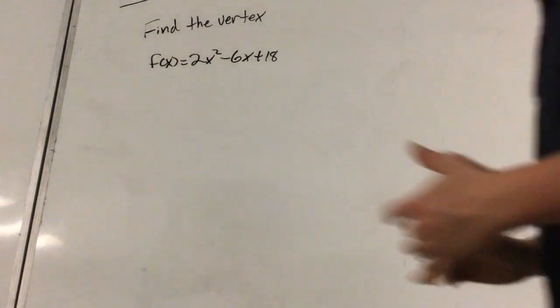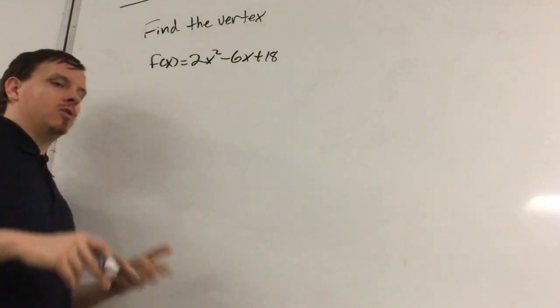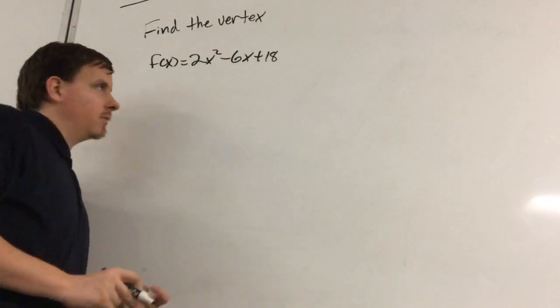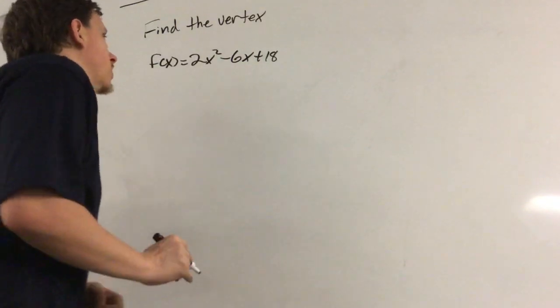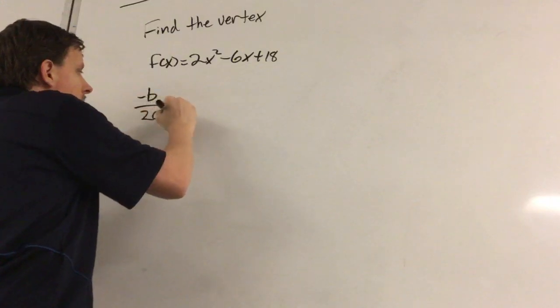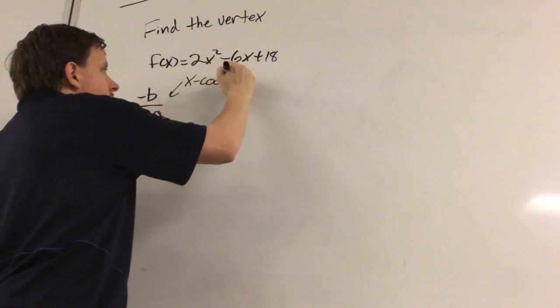For this problem, we are finding the vertex. While I can do it using completing the square, I'm actually going to use the other method, which also works for getting graphing form. For those of you who don't like to complete the square, we start by finding negative b over 2a. This will be the x coordinate of our vertex.